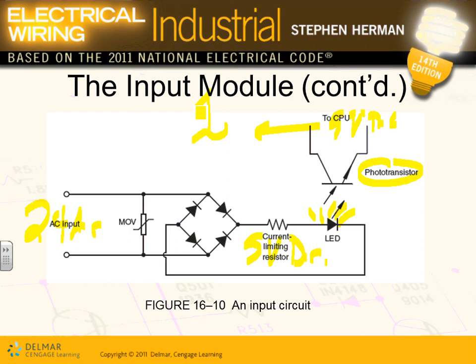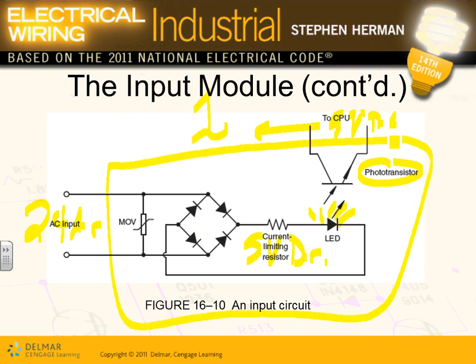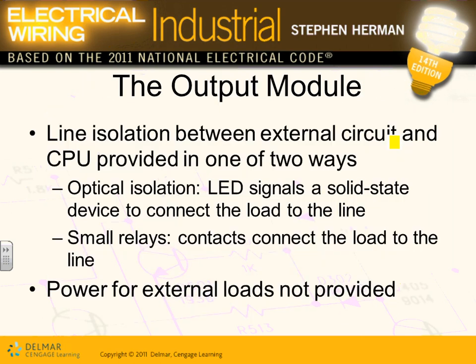All this will be inside the CPU, the input module, and the only thing you can see is right here, where you tie to the input. So when you were tying the input to the S7-200, that's what you were doing. You're tying there. Everything else happens inside the system.